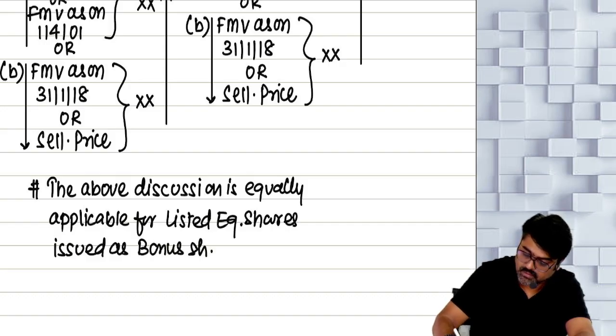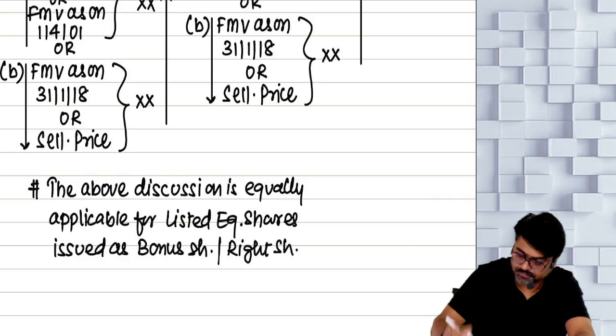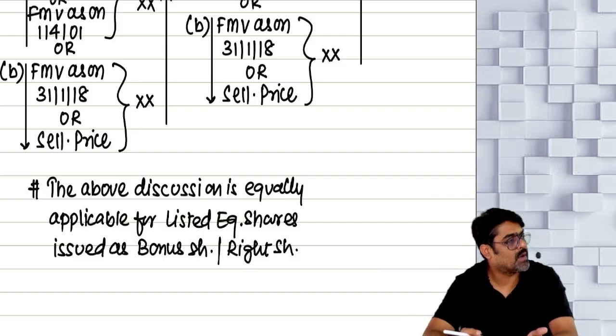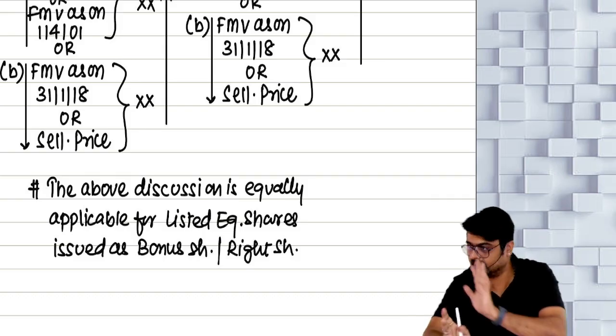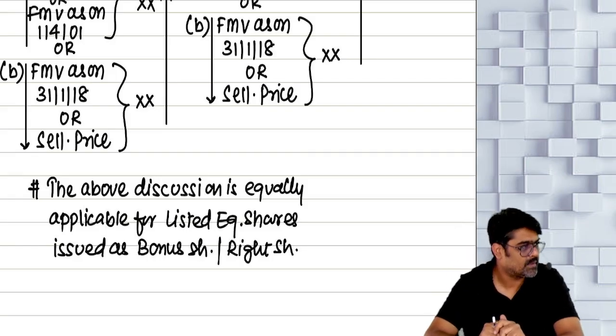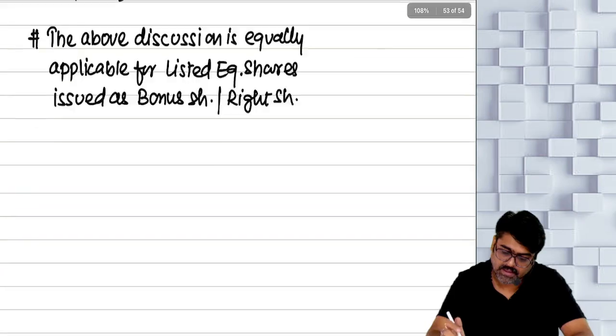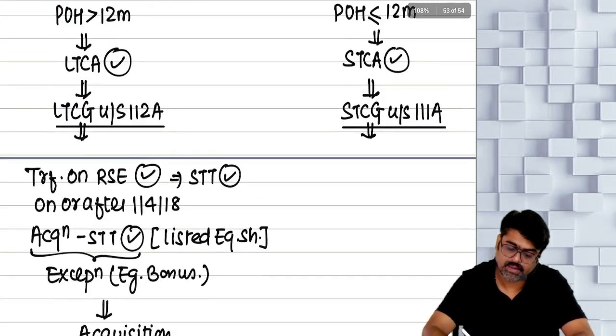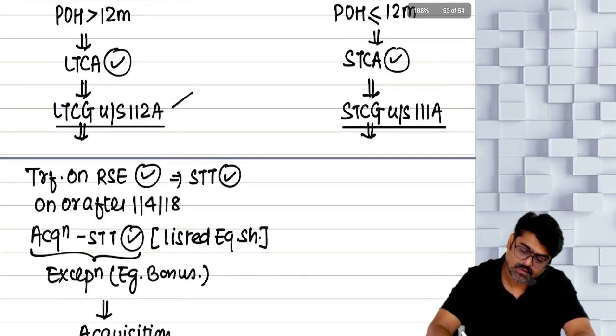Bonus shares or right shares also. So not just for acquired shares, but for bonus as well as right shares, the same discussion is applicable. Understood? Now whatever capital gain will be here, which will be under section 112A, what are you going to do?